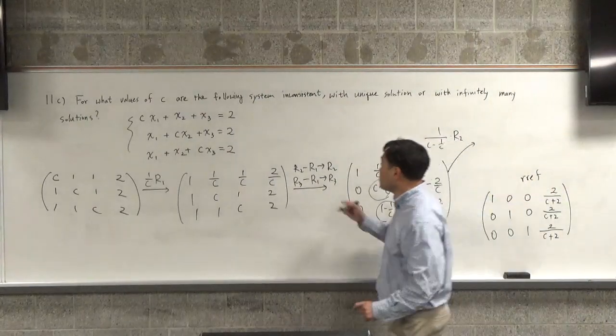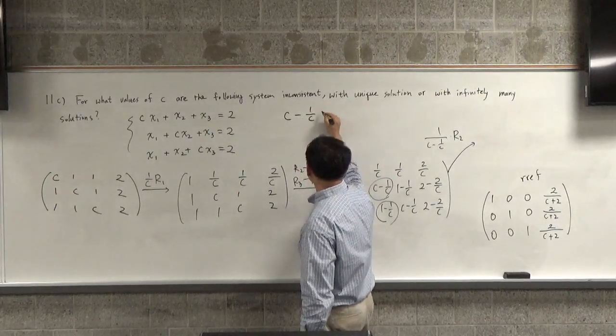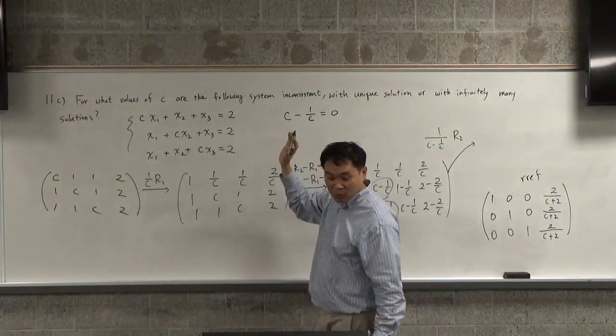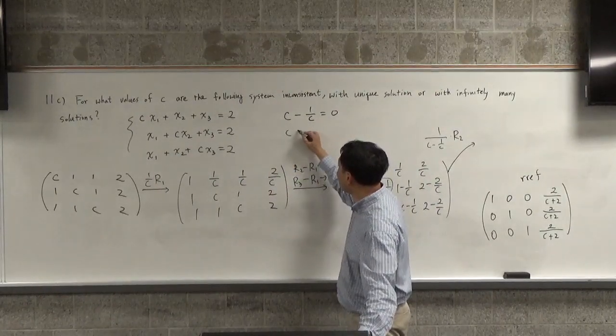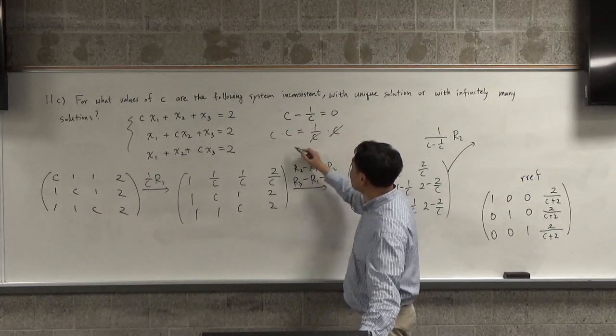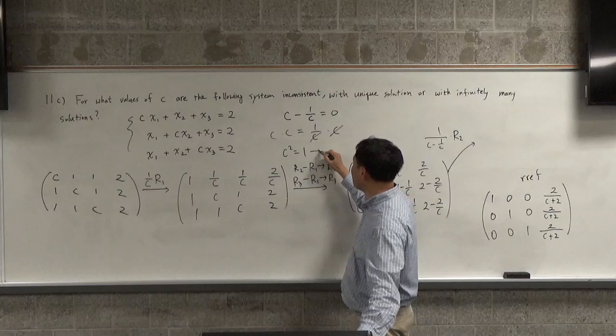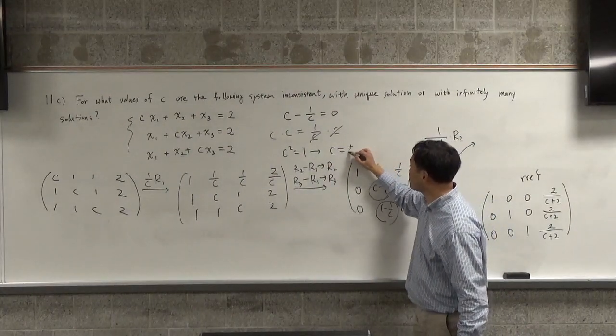So if you look at the case when c minus 1 over c is 0 to see what value of c would be illegal, move this 1 over c to the other side, multiply by c on both sides, so that you get c squared equals 1, which means c is 1 or negative 1. So it's plus or minus 1. Okay.